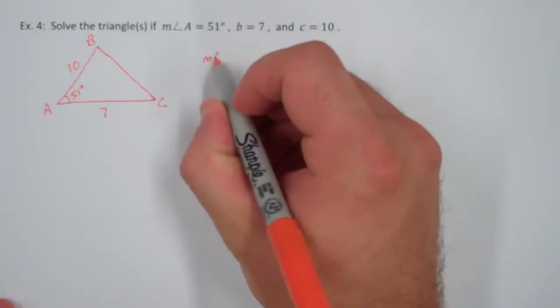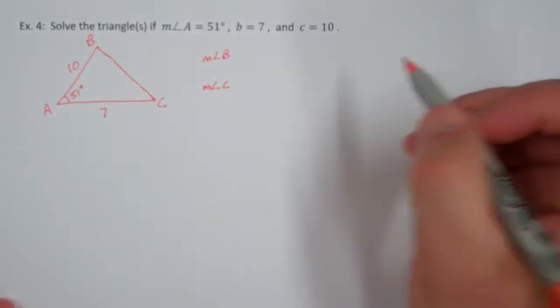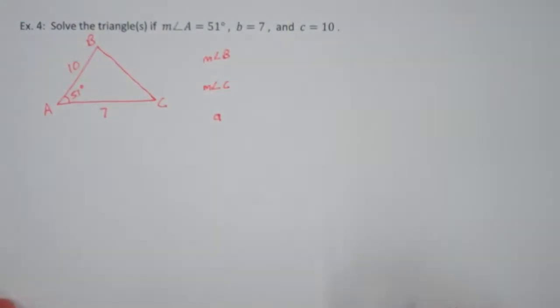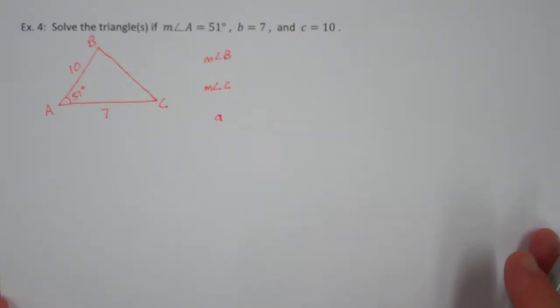So we do need to find the measure of angle B. We do need to find the measure of angle C, and we don't have A up here. So these are the 3 pieces of information that are missing from the triangle. When we're asked to solve the triangle, that's what we're asked to do, find those missing pieces.